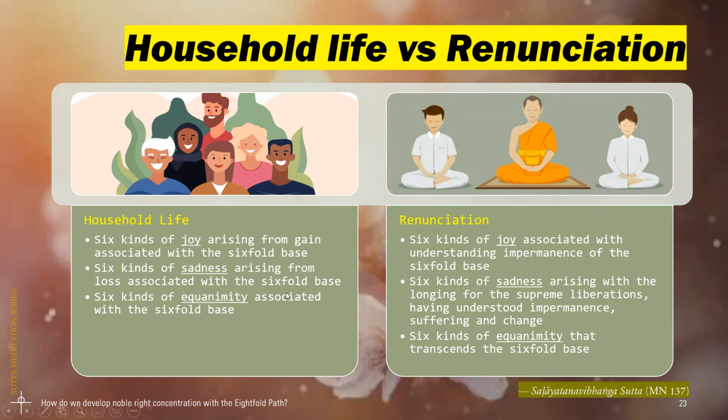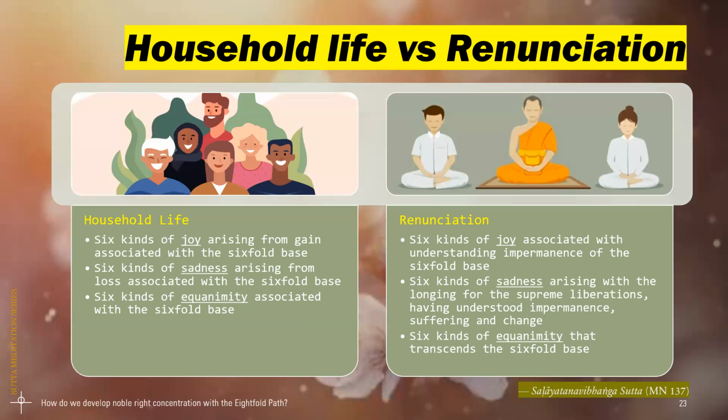Now, by comparison, the six kinds of sadness that arise based on renunciation is different. That's when we know the impermanence, change, fading away, and cessation of forms, sounds, odors, flavors, physical sensations, and mental objects. We see it as it actually is with proper wisdom. We see that the forms now and those that were there before are impermanent, suffering, and subject to change. And so what we generate when we see this truth is the longing for supreme liberation, for even path and fruit. We want to realize noble attainment.